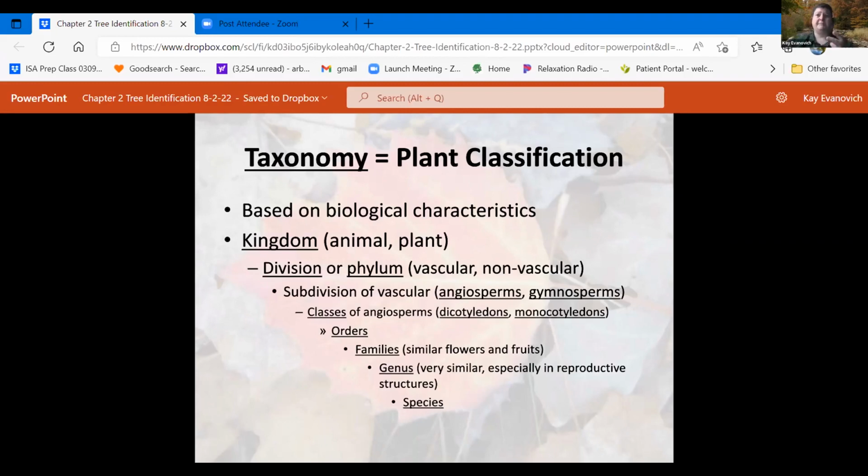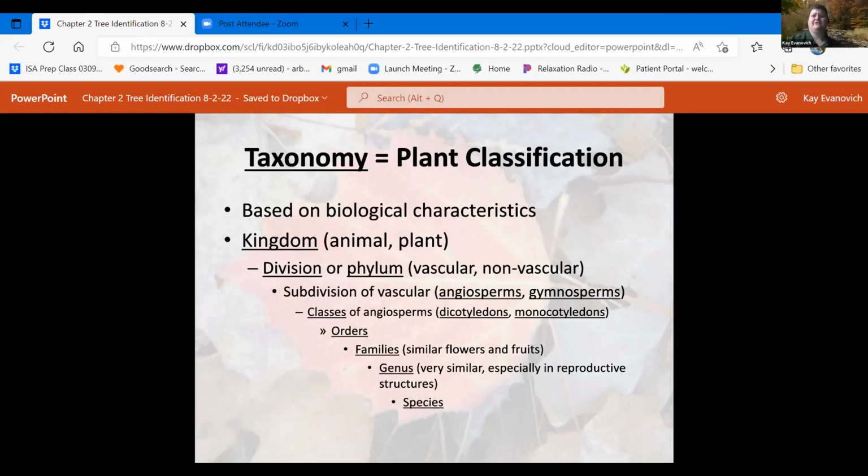Now, you're further defining your family, which means that a family of trees has similar flowers and fruits, right? So similar flowers and fruits in the families. And then under the genus, you have very similar plants, especially in their reproductive structures. So their flower structures and their reproductive forms are all going to be extremely similar, right? And then underneath that, you finally get down to the species level.